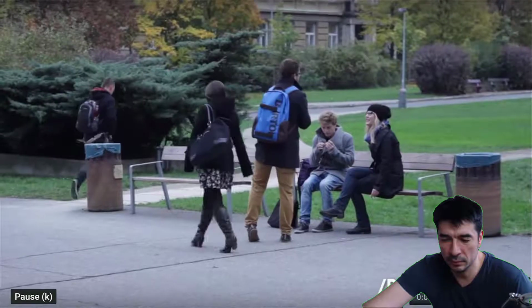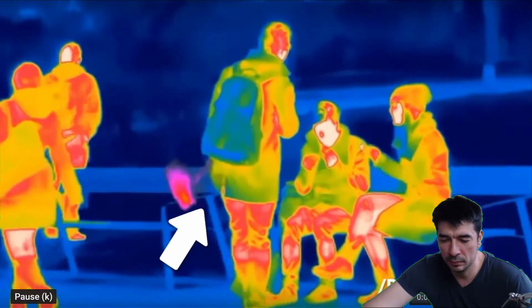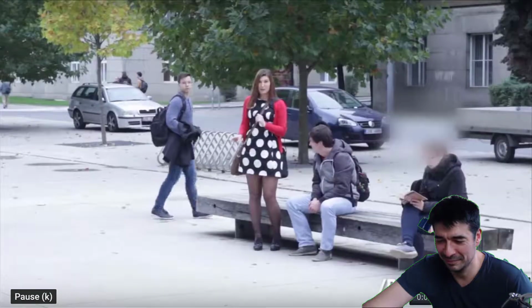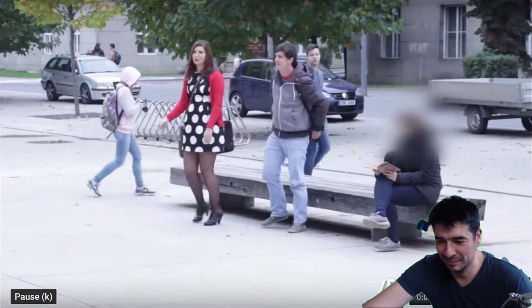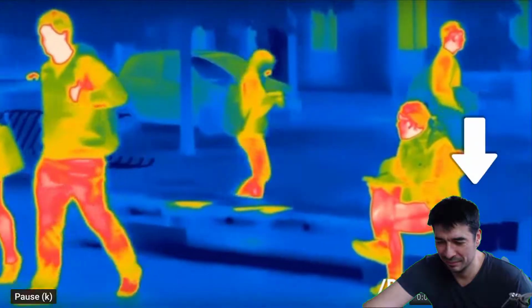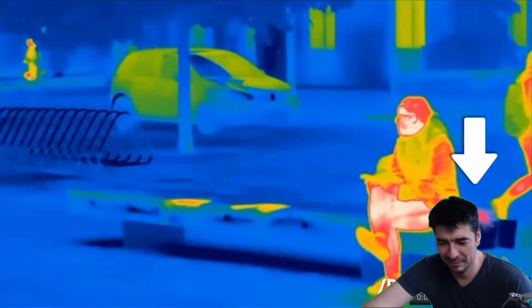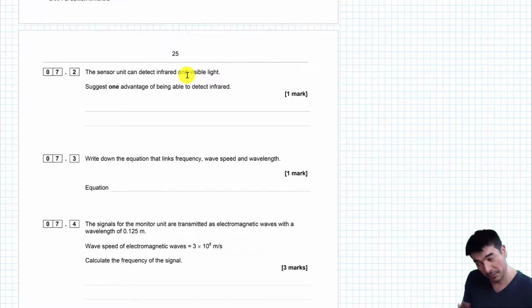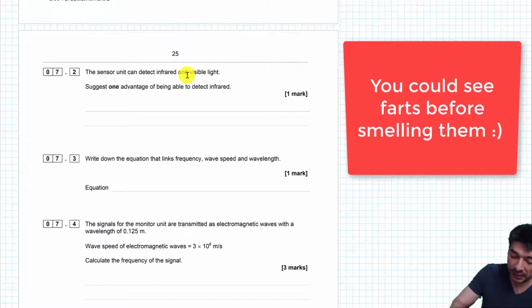The sensor unit can detect infrared and visible light. Suggest one advantage of being able to detect infrared. I'll show you a funny clip here, but basically you can see in the dark.